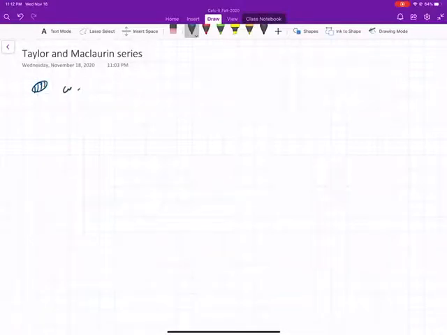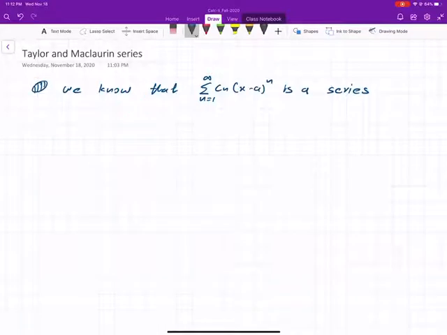We know that sigma n goes from 1 to infinity, Cn times x minus a to the power n is a series where Cn's are constants.